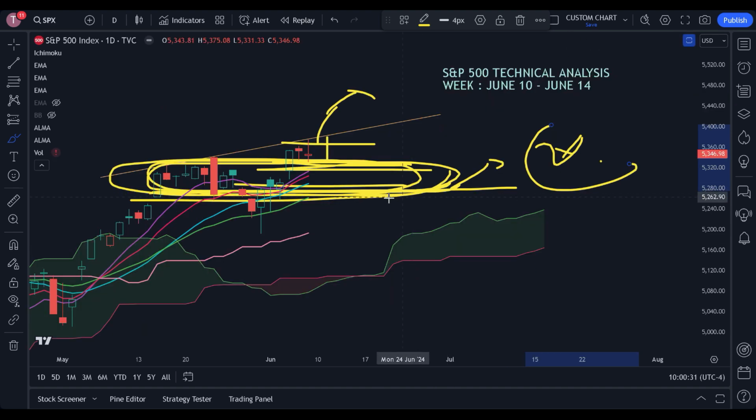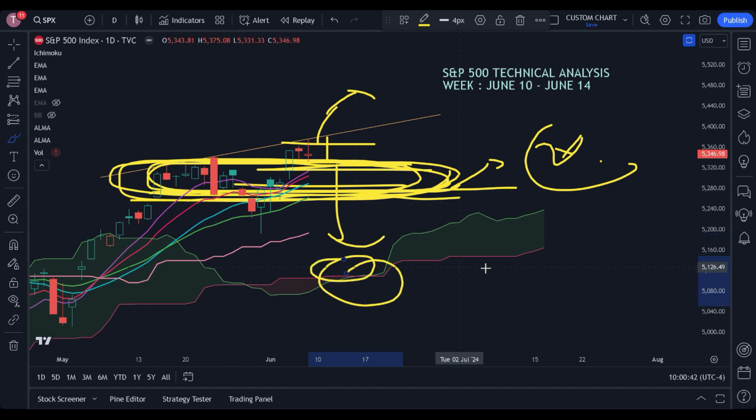Okay, and at the same time the S&P 500 loses the support of the confluence zone. When it loses the confluence zone, then there is nothing to support the S&P 500, other than the Ichimoku cloud itself. Okay, so this will be there.